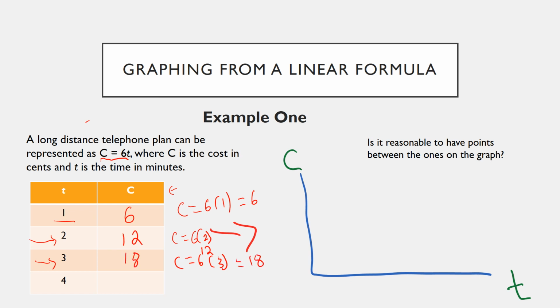And I think you can already see the pattern forming here, but we'll do one last one just in case. So we'll use our formula again. C equals 6 times our t value, which is now 4 minutes. 6 times 4 is 24, and we've got our final value.